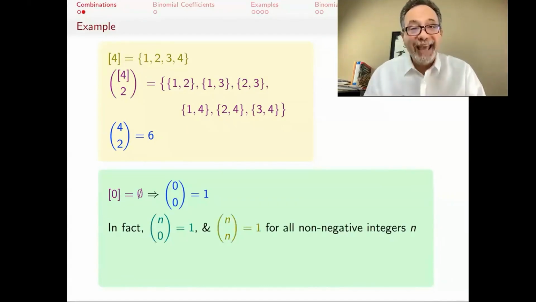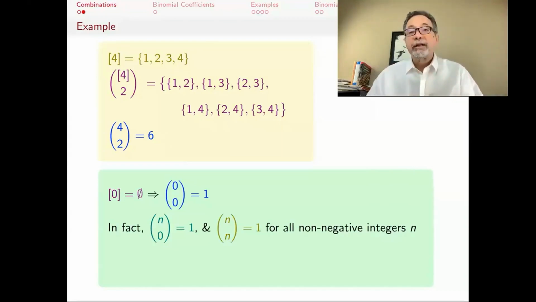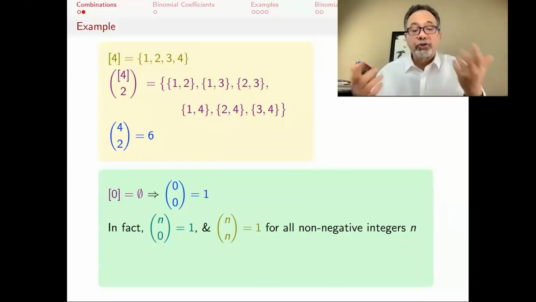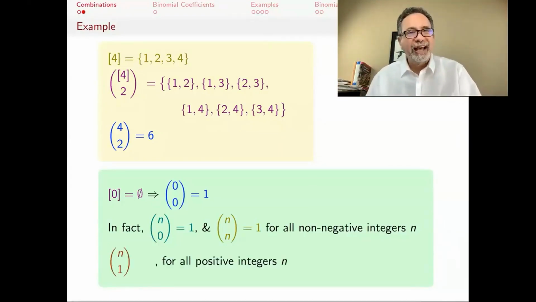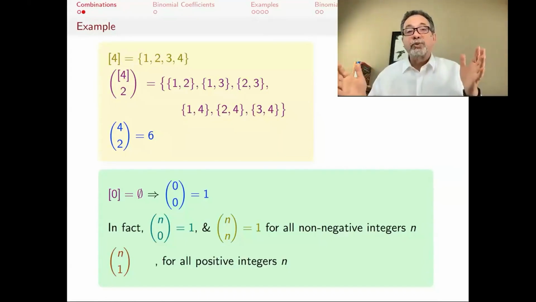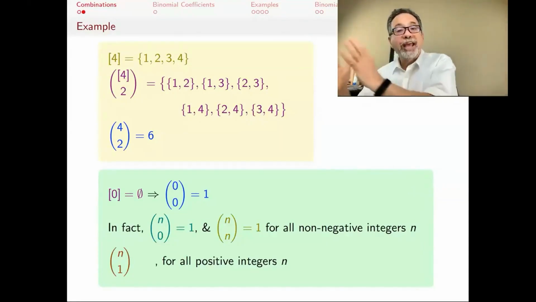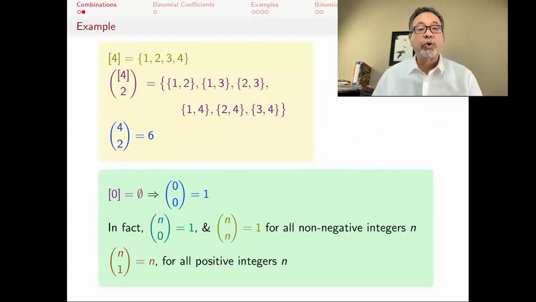In fact, n choose n is also 1. What does that mean? You have a set with n elements, and you want to find a subset of size n. You want a committee of the whole. You have n people, you want everybody. How many ways can you do that? Just one way. n choose 1, what is that? That means you have a set of size n, and you want committees of size 1. How many ways can you do that? Well, a subset of size 1 could be just 1, or just 2, or just 3, and all the way just n, so there's n of them. So n choose 1 is n.